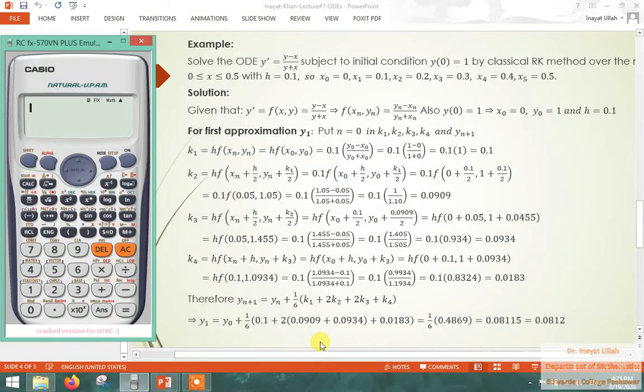Dear students, this lecture is about the use of a calculator when dealing with the RK4 method. First of all, we need to define the value of x. The value of x is given in this fashion: x plus h by 2, y plus k1 by 2. Here this is x plus h by 2, y plus k2 by 2.